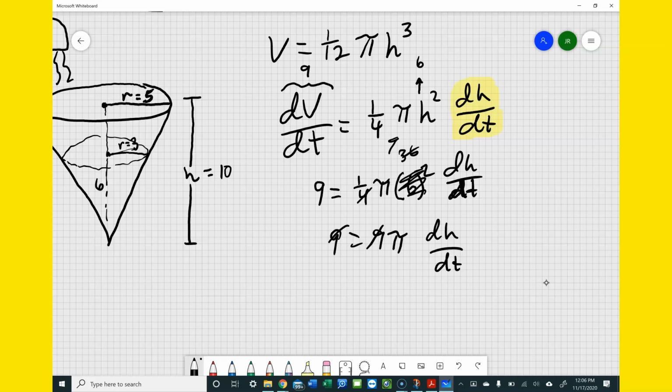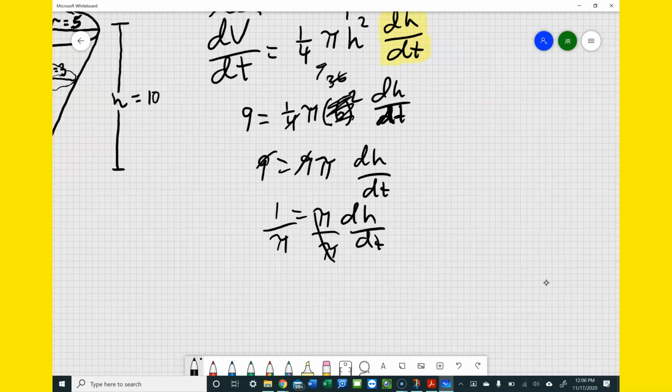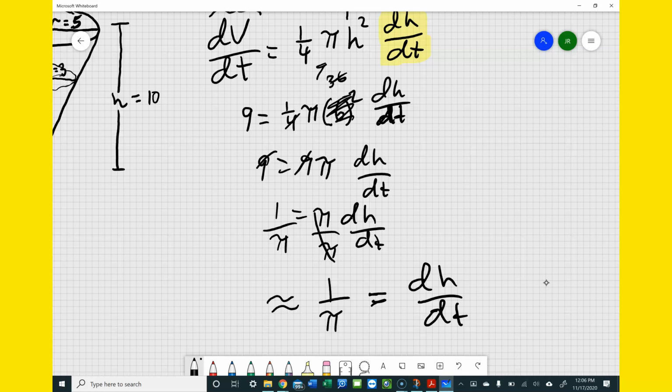My 2 9s cancel. So I've got 1 equals pi dH dt. Divide both sides by pi. And dH dt is 1 over pi. If you want to get that as a decimal approximation, it would be around 0.32. And what would my units be? Feet per minute. That's the rate at which the height is changing. Height is changing at a rate of 0.32 feet per minute.